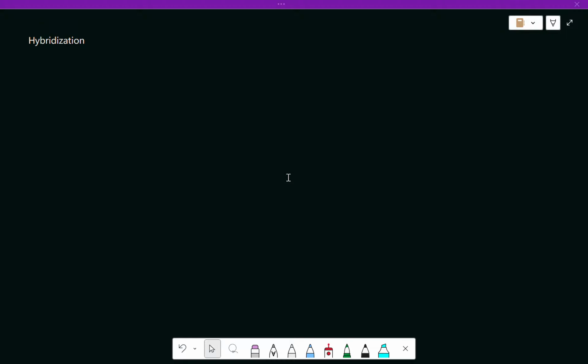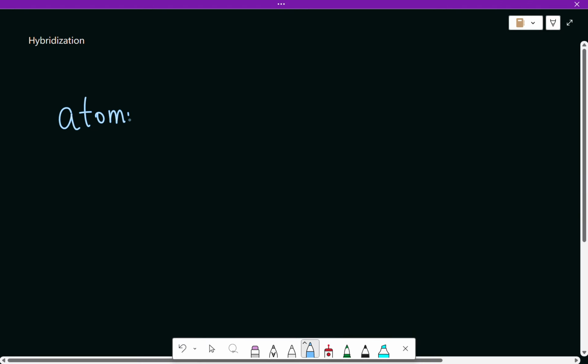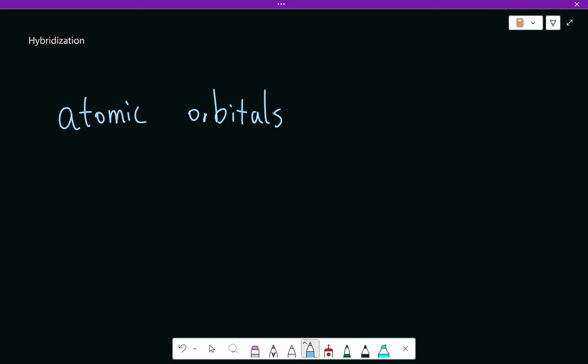So first, as we know, each electron from each atom of a covalent bond creates a bond orbital, and bond orbital involves hybridization of atomic orbitals. And just as a review, atomic orbitals are the orbitals that we talked about when we were writing out the electron configuration for each atom.